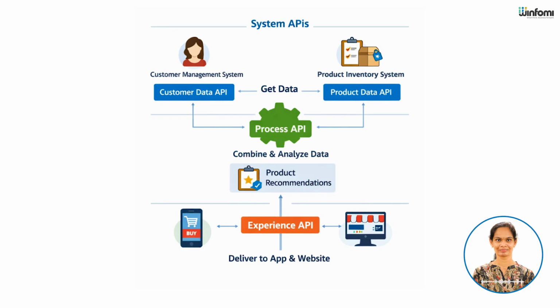Next, the process API takes this data from both system APIs and combines it. It also applies business logic. For example, it can analyze the customer's past purchases and recommend products that the customer may like. Finally, the experience layer: the experience API sends the processed information to the application that users interact with, such as mobile apps or a website. It formats the data in a way that is easy for the user interface to display. In simple terms, system APIs get the data, process APIs combine and process the data, and experience APIs deliver the data to the user applications.